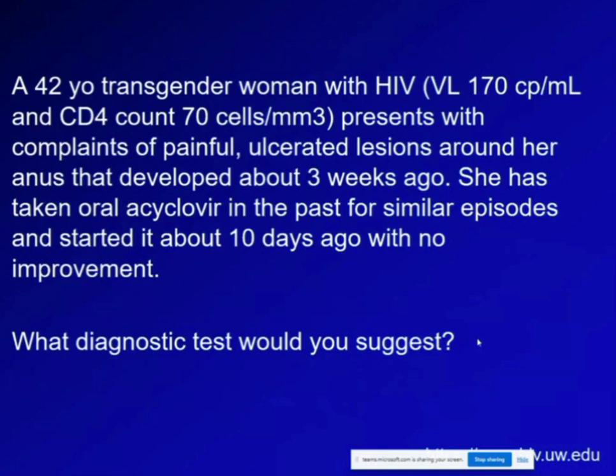Year-old transgender woman with HIV, viral load of 170, presents with painful lesions from her anus to the belt. She has taken oral acyclovir in the past, and this episode started about 10 days ago. What diagnostic test do you want?